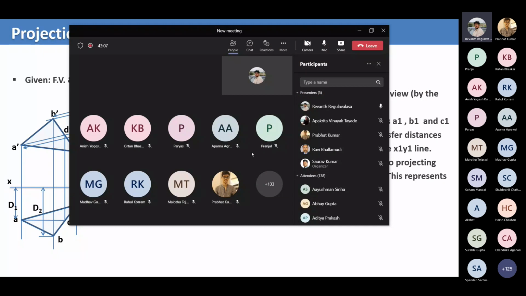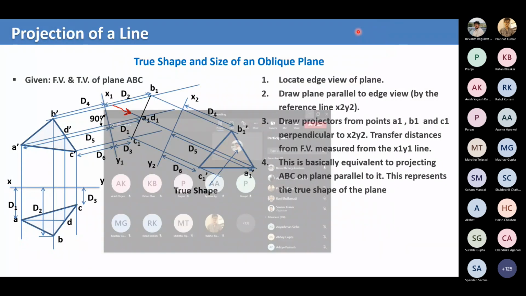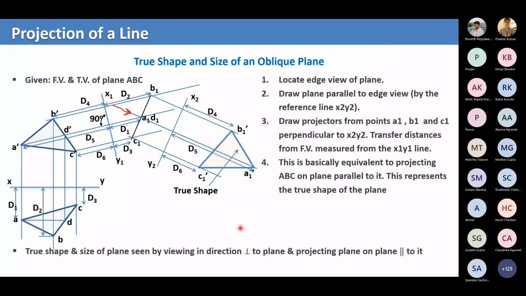I think there are no doubts. Okay, then let us proceed. These are just the construction points you can refer to if you are ever stuck.